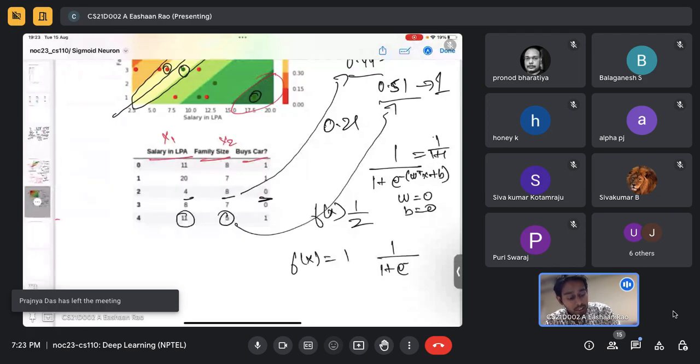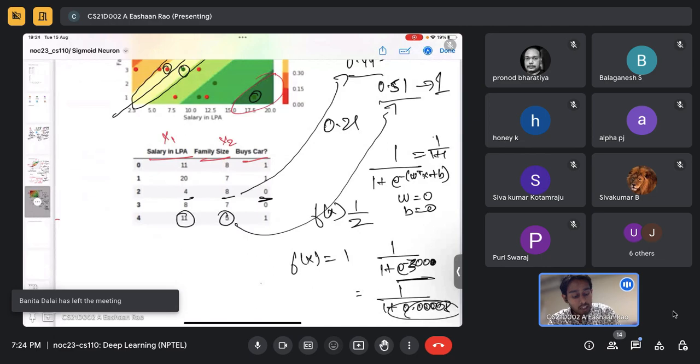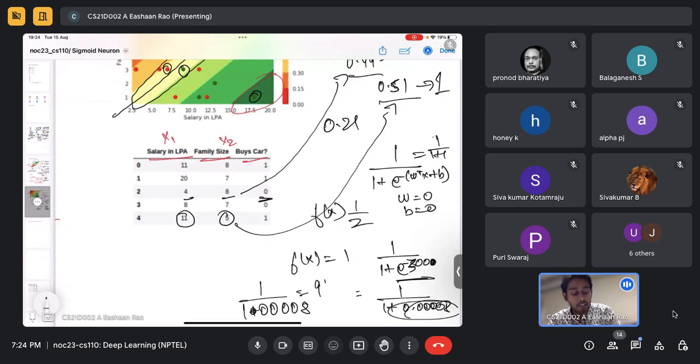So maybe I will say e raised to minus 8000, or maybe let's say 300. So it will become 1 plus 0.0000000 something like this, with the exponential value being very insignificant. Even if I divide anything by, say, 0.0008, it will give me some value like 99.99999. It is still close to 1. It will not reach 1, but it will still be close to 1. That is what is important to us.